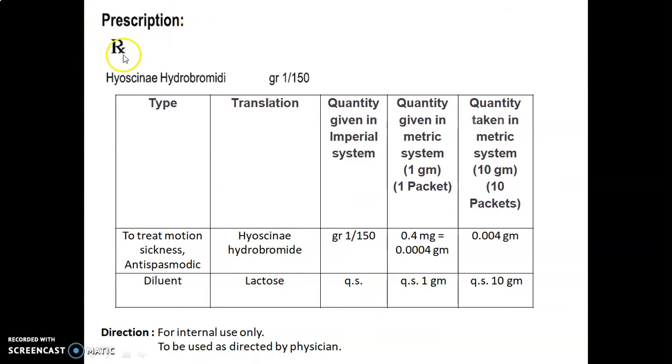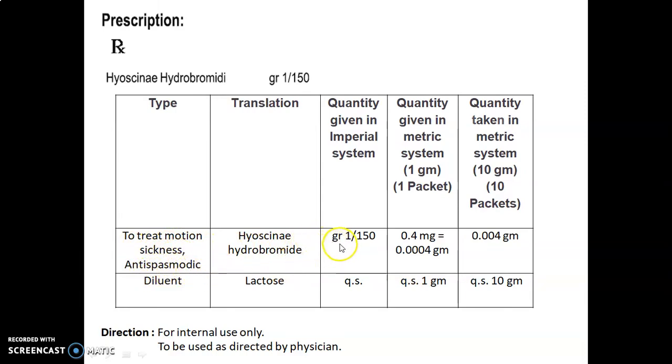The prescription is given over here, which is denoted by the symbol Rx. Let's discuss in detail the formula table. That is type, meaning category, use or role of ingredient, translation meaning the name of the ingredient, quantity given in the imperial system, the quantities given in the Latin terminology, quantity given in the metric system for preparing 1 gram, that is 1 packet, and quantity taken in the metric system to prepare 10 grams, that is 10 packets. So first of all we have hyoscine hydrobromide, which is used to treat motion sickness and as an antispasmodic.